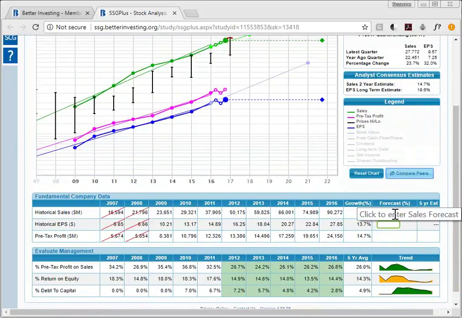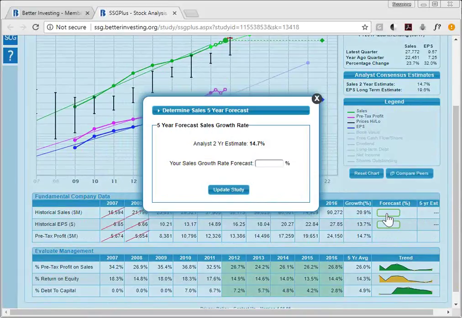And if I mouse over this one, you can see it says click to enter sales forecast. And every green box that you click into is actually going to bring up a pop-up like this. And that's where you're going to do your actual entry. So in this case, we're looking to add a sales growth rate forecast.